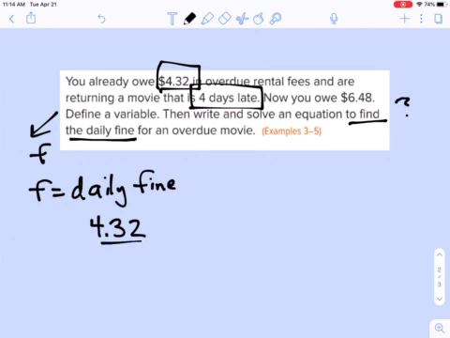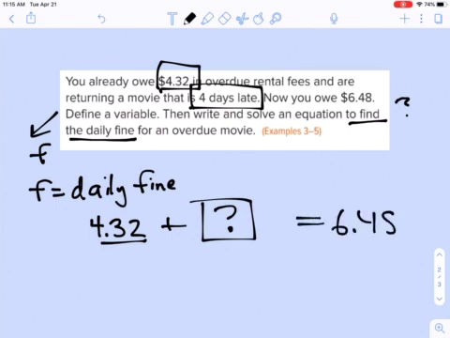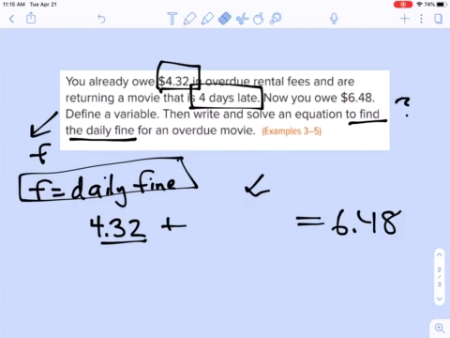So you owed this, and then whatever you owe from your overdue movie, if you add that up, your total that you owe is $6.48. So we just have to figure out what this is. We know it's going to have to do with that, so what I would suggest is start by writing the F in. So it's 4.32 plus F equals 6.48.